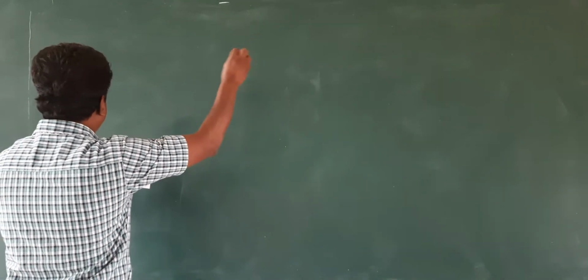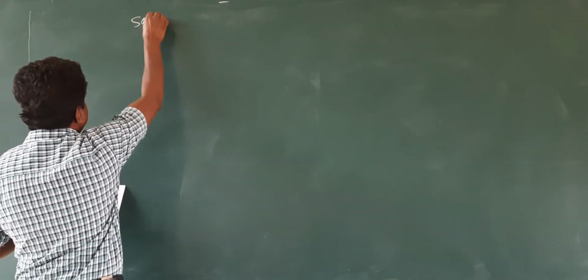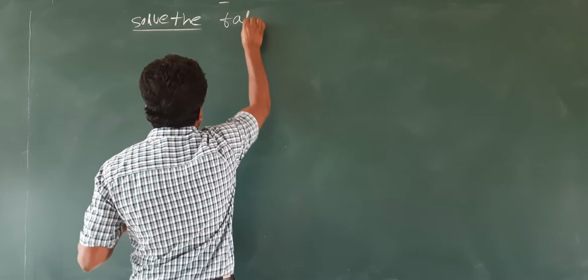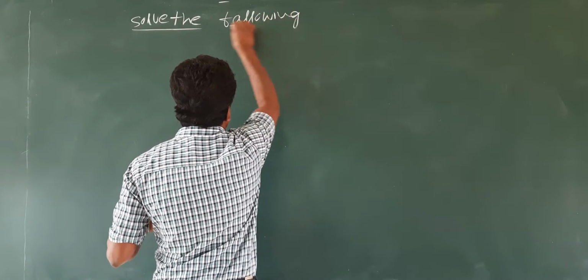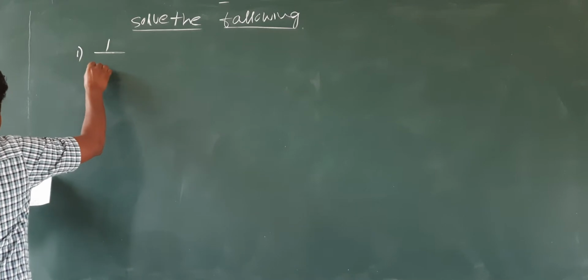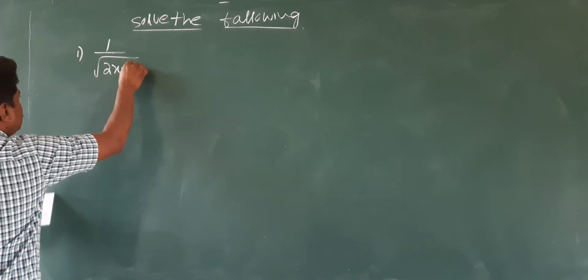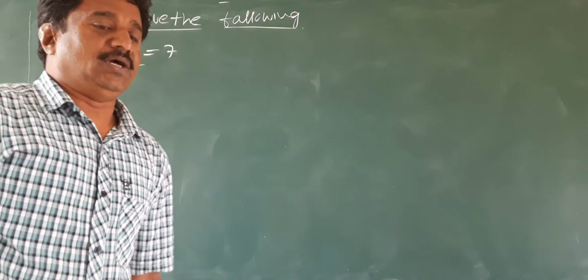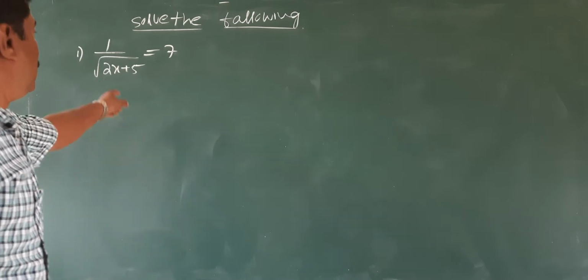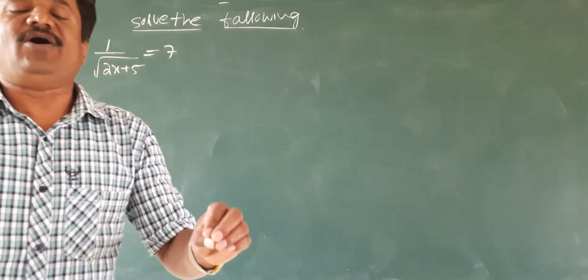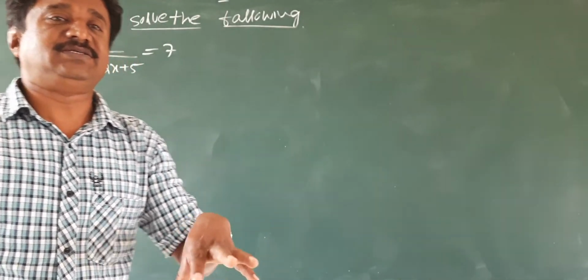Solve the following. First question is 1 by root of 2x plus 5 is equal to 7. So how do you solve this? You think of how to solve this, students.